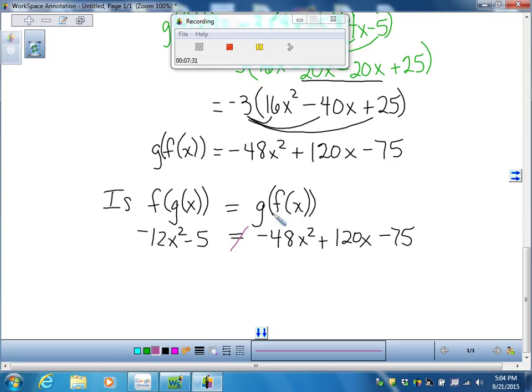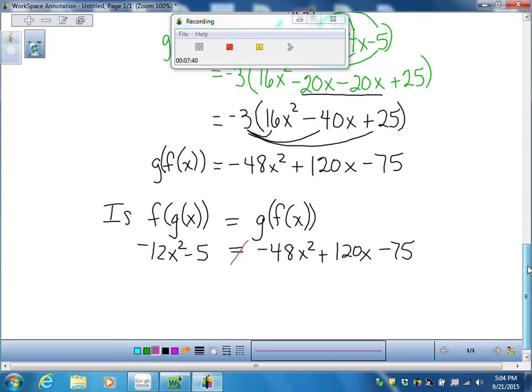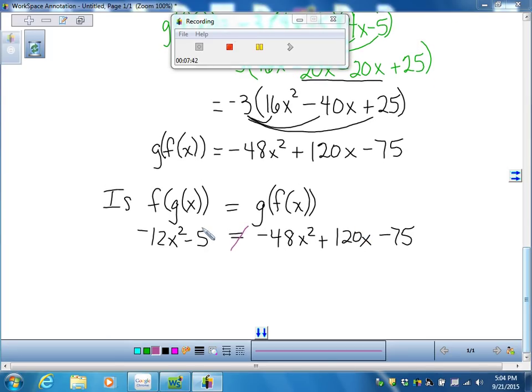Sometimes they will be, but most of the time they are not. When they are equal, we will talk more about that and what that means. But for this situation, f of g of x is not equal to g of f of x. Go ahead and pause and finish copying your notes.